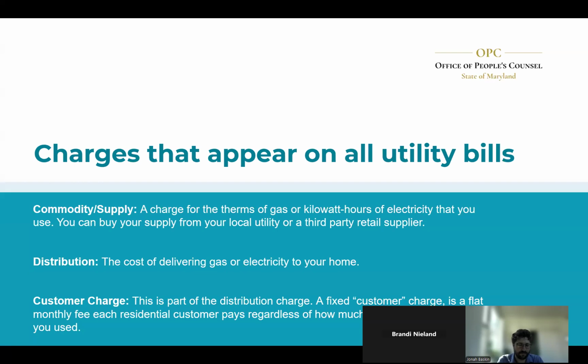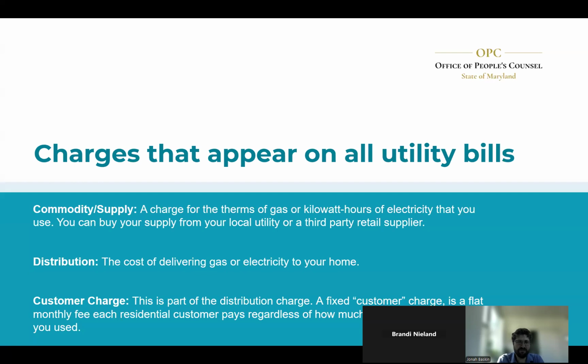Now, the utility distribution charges are set by the Public Service Commission in rate cases, and this is where our office typically shows up to represent your best interest. So when we see distribution charges, again, it's the cost of actually getting the energy into our homes, and it's typically collected through both volumetric, so how much you're using, and then a customer charge, which is this next one down here.